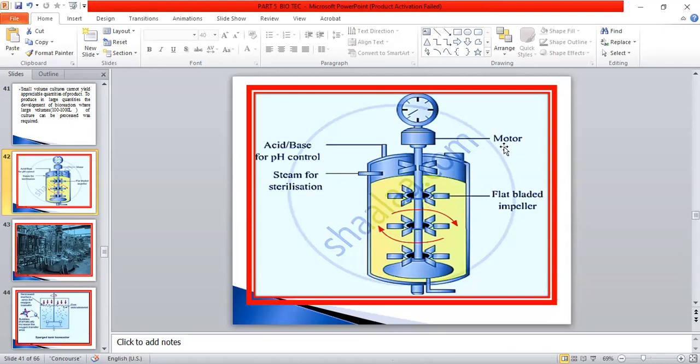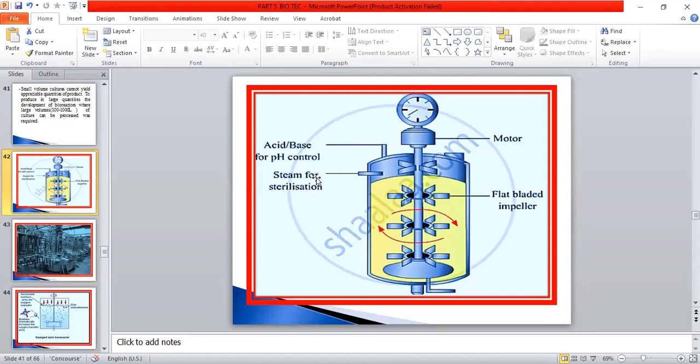Here, acid and base are for pH control. Suppose the pH is very low, we are adding base. Suppose the pH is very high, you are adding acid. Then only it will be maintained.